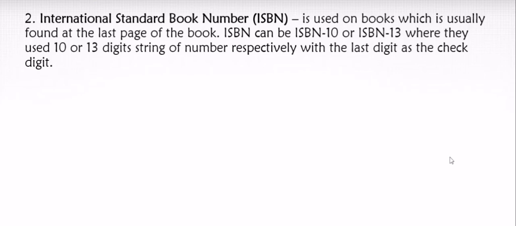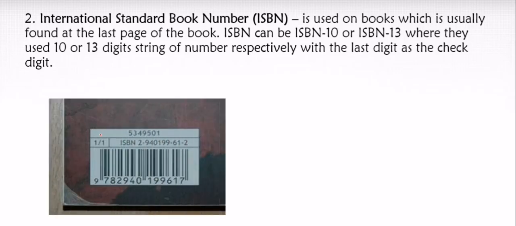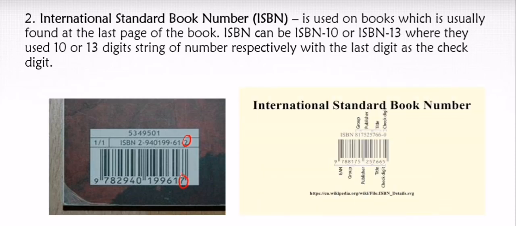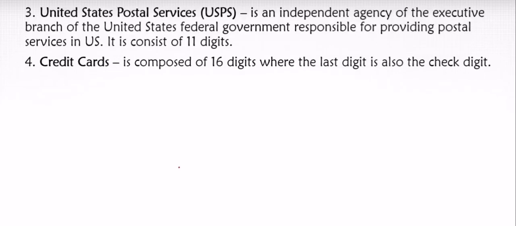Now, the second one is the International Standard Book Number. So ito yung mga numbers na makikita sa mga libro. We also call it ISBN. It is used on books, usually found at the last page of the book. ISBN can be ISBN-10 or ISBN-13, where they use a 10 or 13 digit string of numbers respectively, with the last digit as the check digit. So, ganun pa rin, yung last digit is what we call the check digit. So, ito yung 2, we call it the last digit, also the 7.